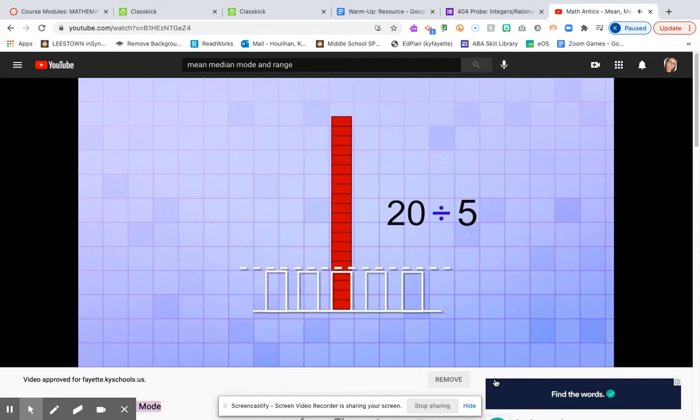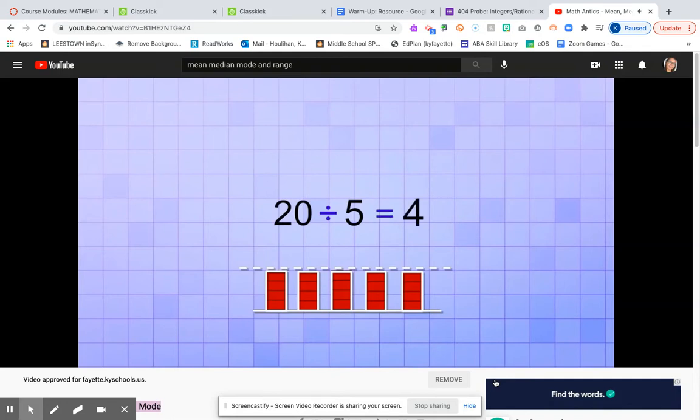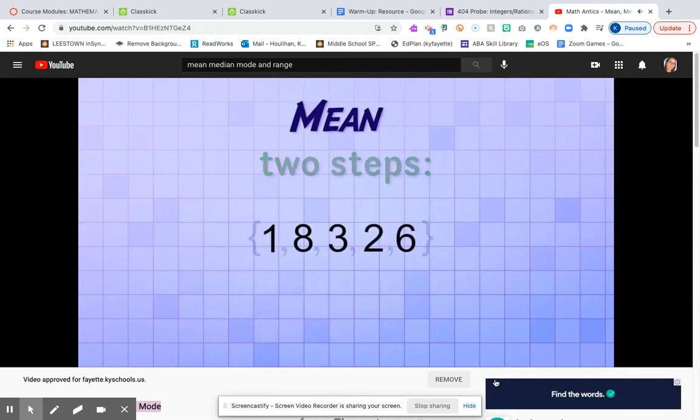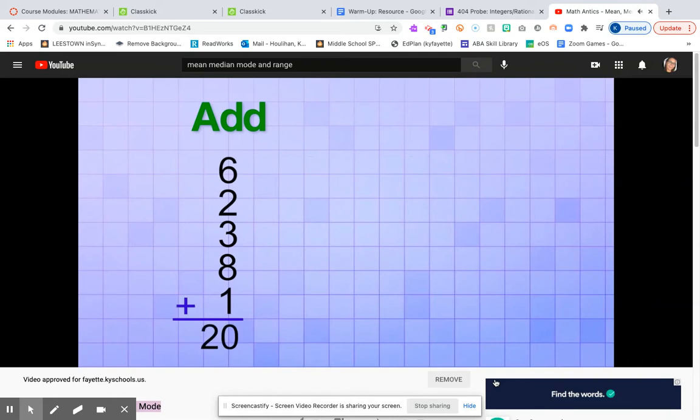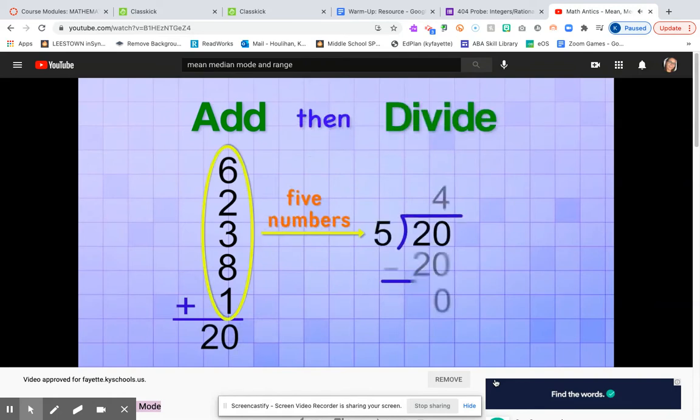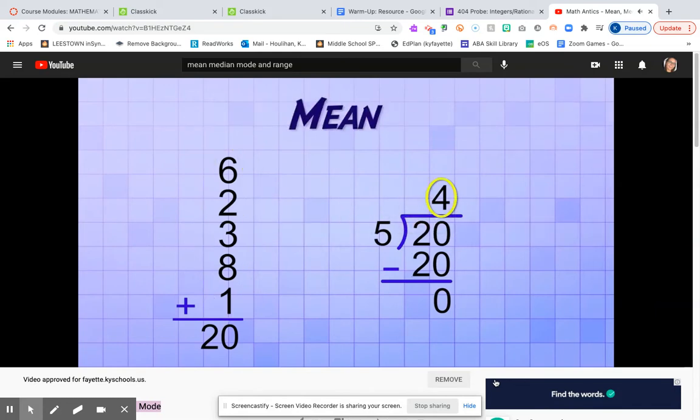Since the stack has a total of 20 blocks, dividing it into 5 equal stacks means that we'll have 4 in each, since 20 divided by 5 equals 4. So that's the math procedure you use to find the mean of a data set. It's just 2 simple steps. First, you add up all the numbers in the set, and then you divide the total you get by how many numbers you added up. The answer you get is the mean of the data set.